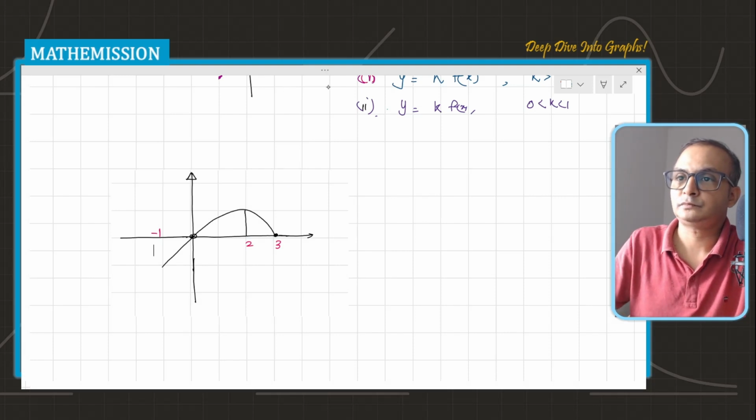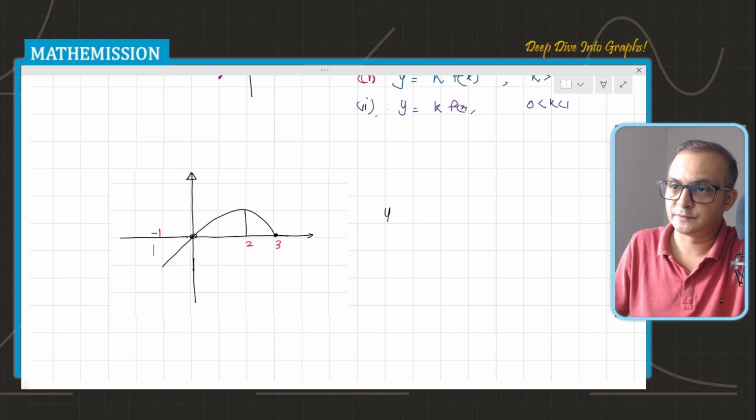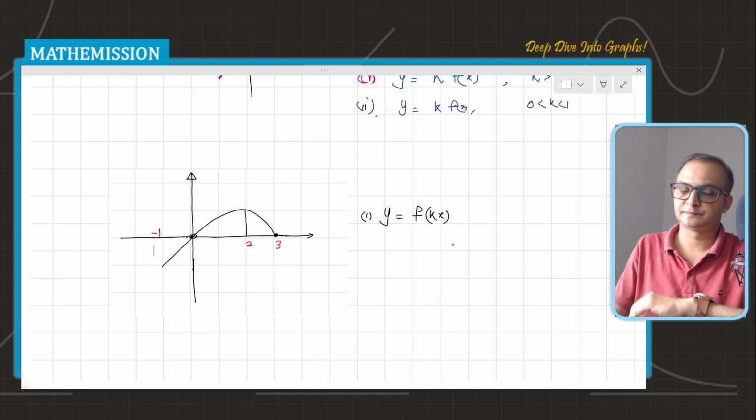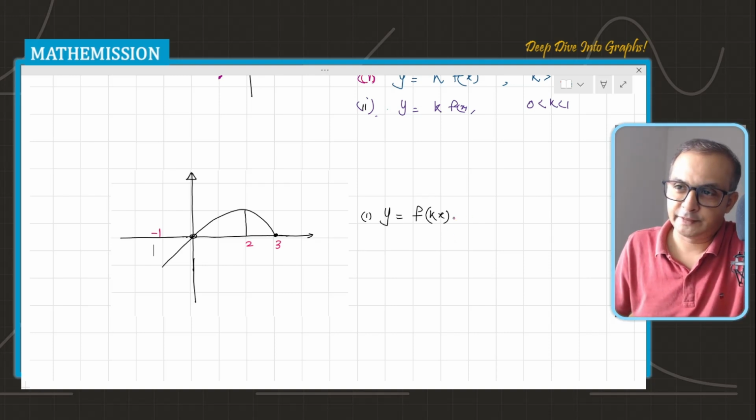So I want to observe this kind of change. The first is y is equal to f of kx, and what is the effect we will observe? So try to think, how do we think about this?